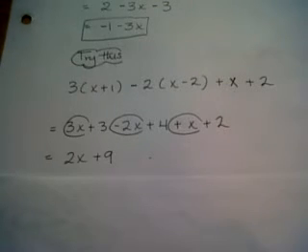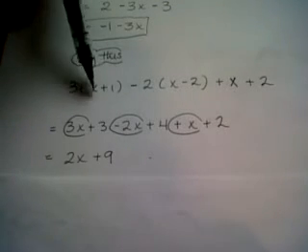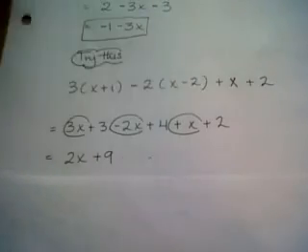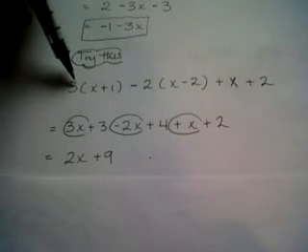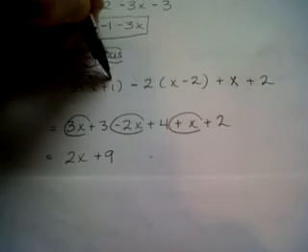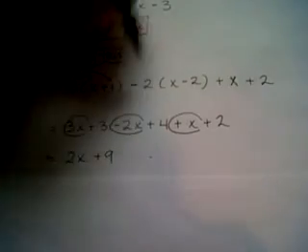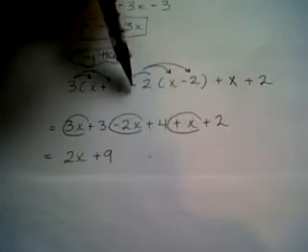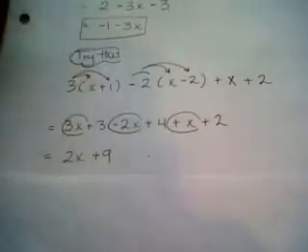So here's another example to look at. We have 3 times parentheses x plus 1, minus 2 times parentheses x minus 2, plus x plus 2. I'm going to use the distributive property first. The 3 gets distributed to the x, so that gives me 3x. 3 gets distributed to the 1, so that gives me a positive 3. The negative 2 gets distributed to the x, so that gives me a negative 2x. And the negative 2 gets distributed to the negative 2. Negative times a negative is a positive, so that becomes a positive 4. Then I have plus x, then I have plus 2, and that just stays.